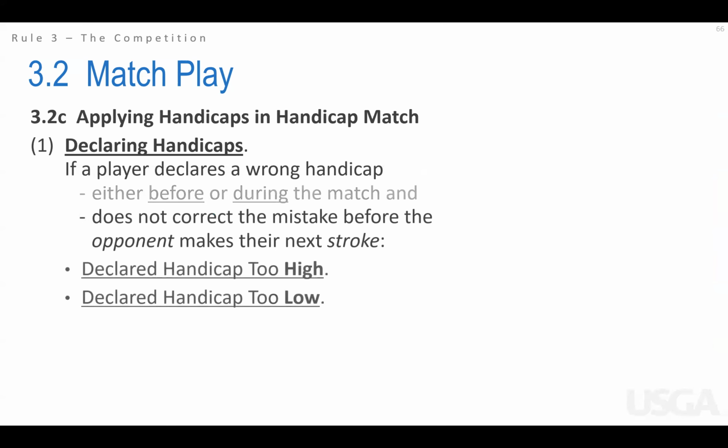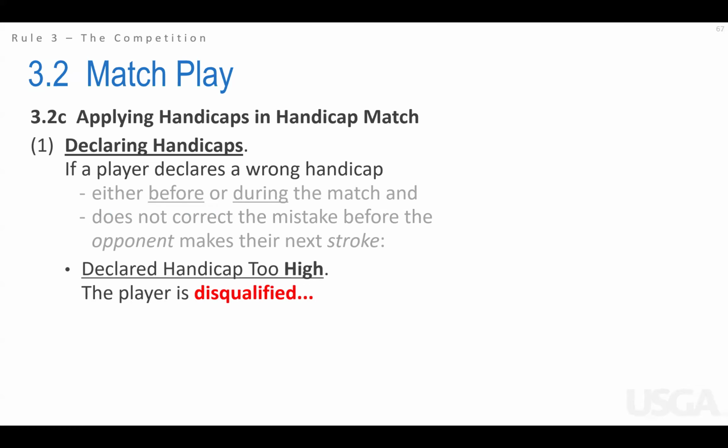If for some reason a player declares a wrong handicap either before or during the match, and they don't correct that mistake before the opponent makes their next stroke, we have two outcomes here. And the outcome depends on whether they told their opponent a handicap that was too high or a handicap that was too low. If they told their opponent a handicap that was too high, so where they're getting more strokes than they should have, they're going to be disqualified. No way out of that one.